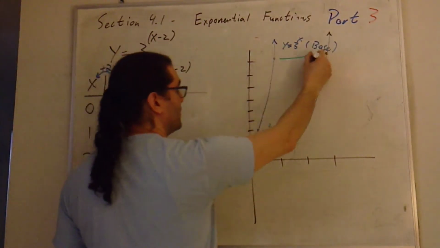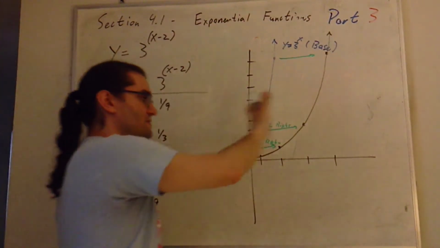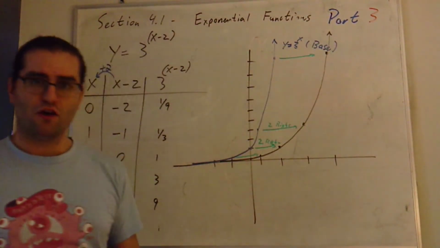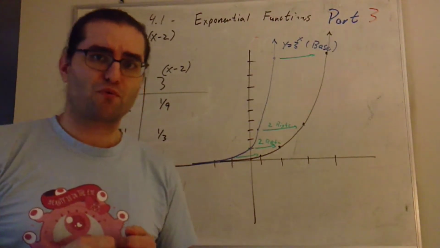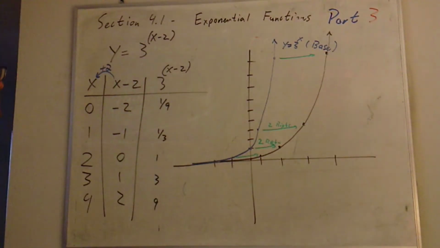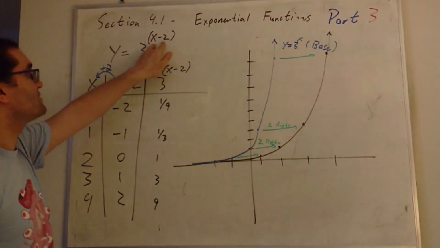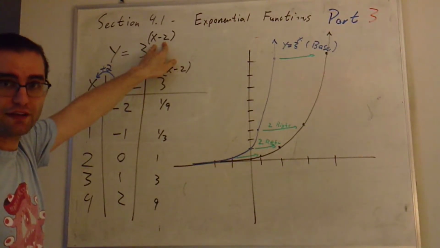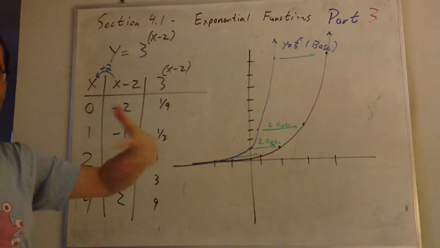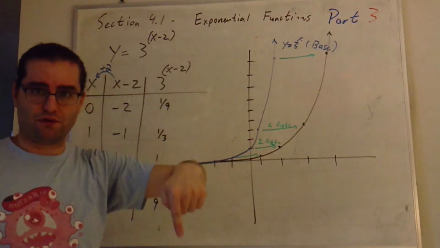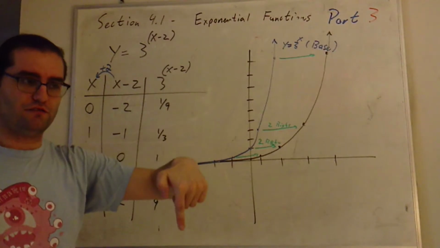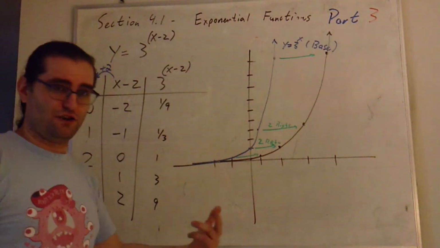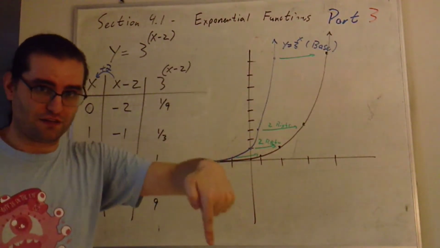Just moved over 2 units in this direction, which seems pretty counterintuitive. This transformation involves a negative number. We are subtracting from x. When we subtracted from the whole function on the outside, it went down, because subtraction intuitively should take you in the negative direction.